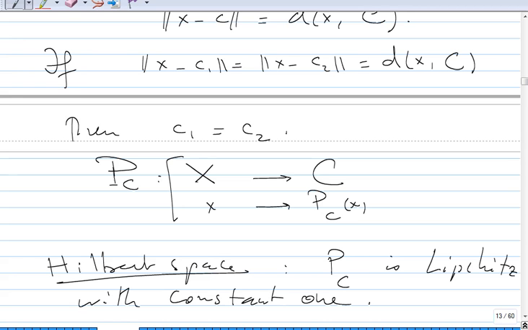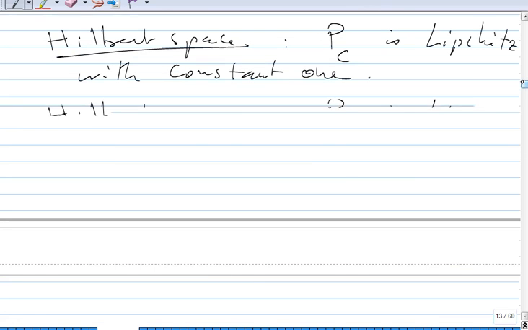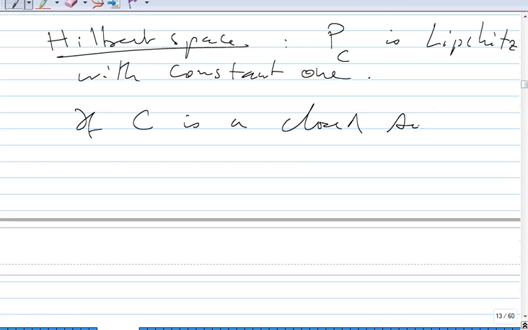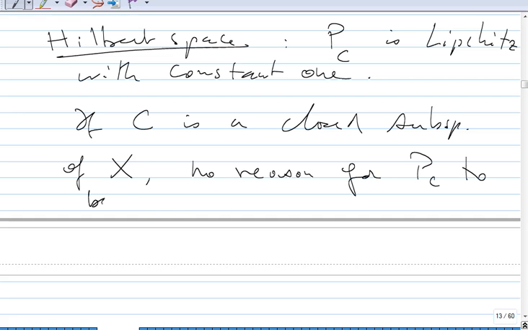But in general, that's not true in any Banach spaces. That's absolutely not true. It is continuous, but it may not be Lipschitzian with constant 1. Also, if C is a closed subspace of X, there is no reason for PC to be linear. It is true in the case of Hilbert spaces, where PC is linear, even orthogonal. But this is not true in general Banach spaces.